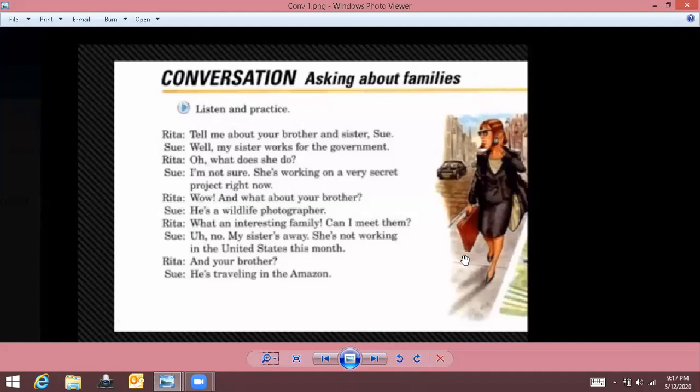One, two, three. Tell me about your brother and sister, Sue. Well, my sister works for the government. Oh, what does she do? I'm not sure. She's working on a very secret project right now. Wow. And what about your brother? He is a wildlife photographer. What an interesting family. Can I meet them? No. My sister's away. She's not working in the United States this month. And your brother? He's traveling in the Amazon.